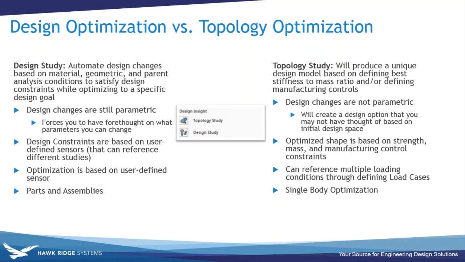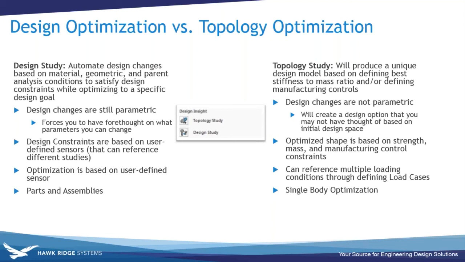But the optimized shape could be based on the strength of the model, the mass, or any manufacturing controls, like, if it's going to be molded, how is the mold going to be separated from the actual part itself. And you can also reference multiple load conditions through defining load cases. Load cases is a tool that's available within Sim Professional and above, to define multiple load conditions that a model will endure, and you want to see what those results are. It can take that information and help develop a unique shape through the topology study based on those different load conditions.